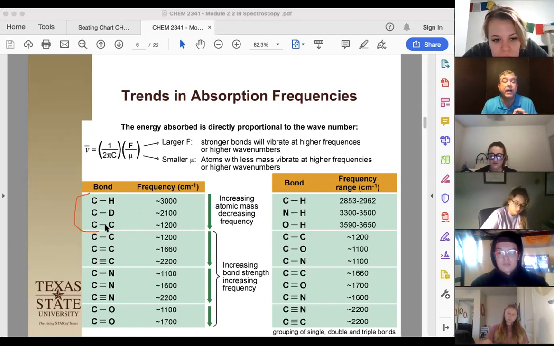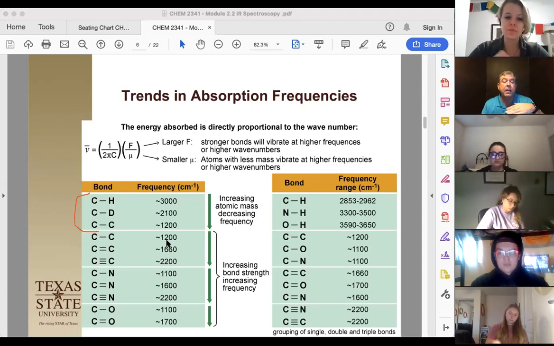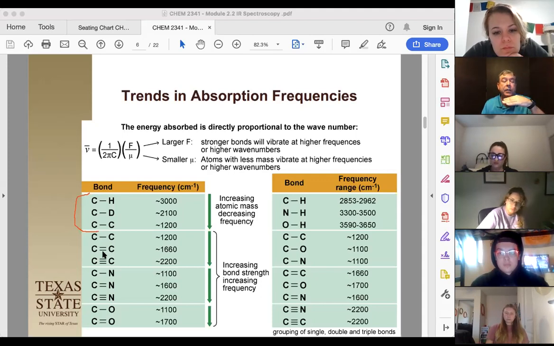Now let's look at the effect of stronger bonds. In the case of this carbon-carbon single bond, we had it at 1,200. So that's a low frequency. If we make that bond stronger, because it has a double bond now, so we're sharing 4 electrons, it actually comes up in energy. And if we have a triple bond, it comes up in energy again. So the mass isn't changing. The only thing that's changing is the strength of the bond.